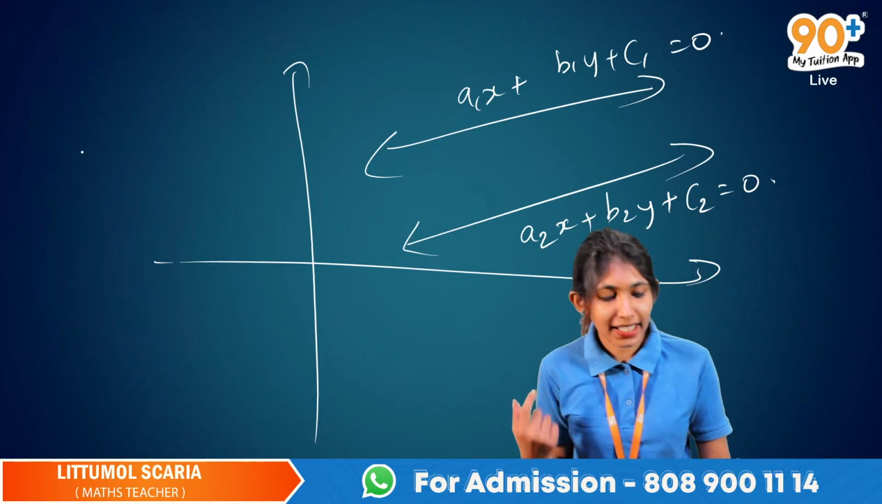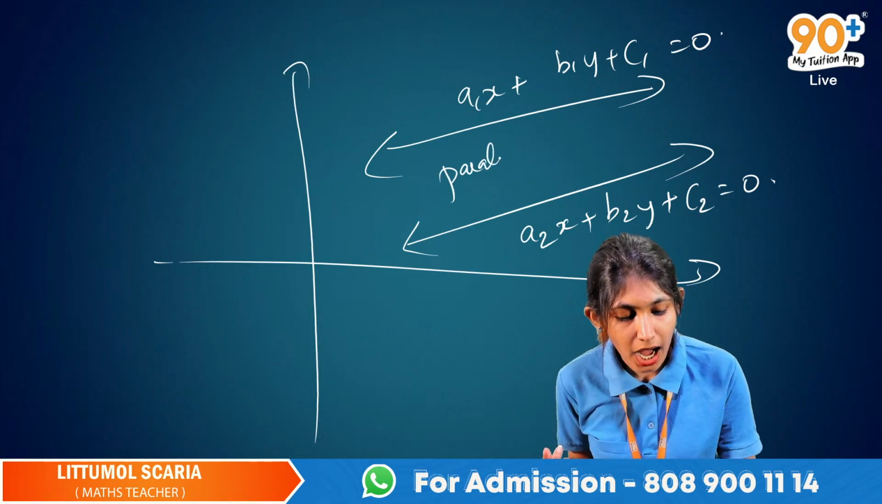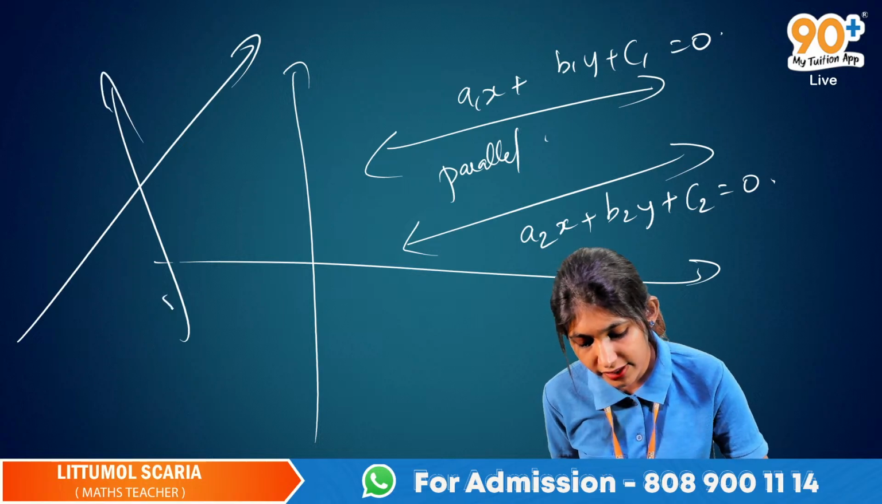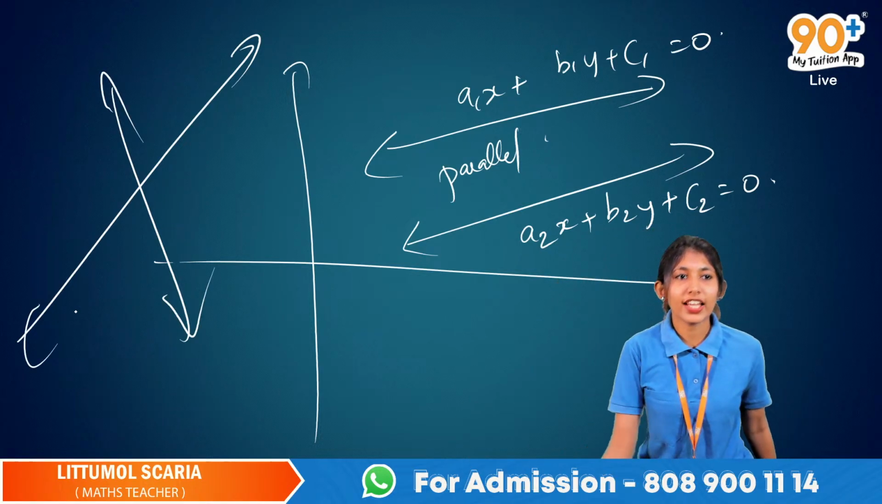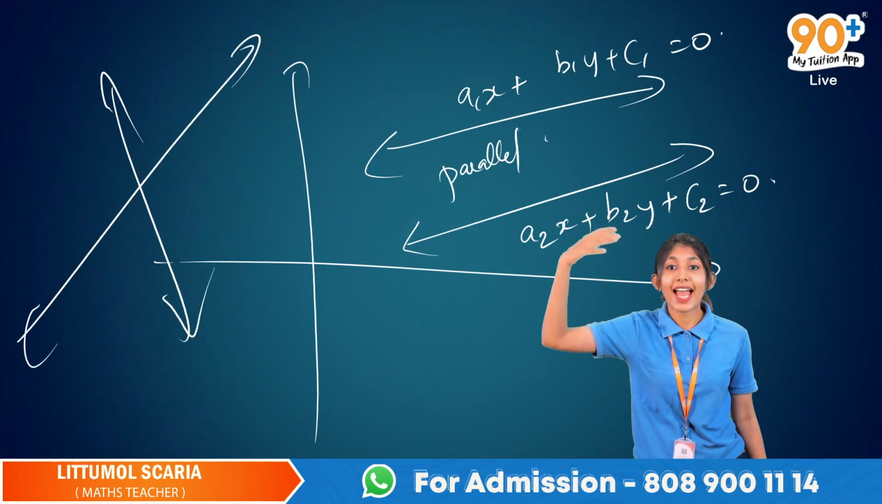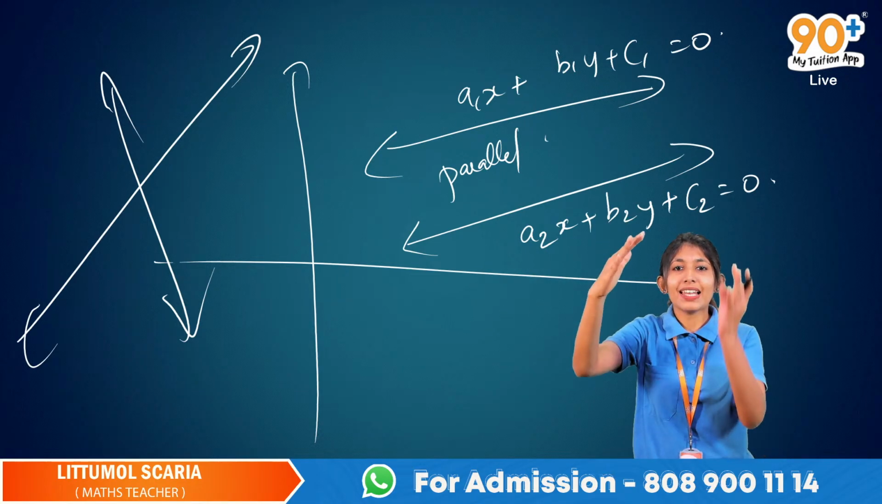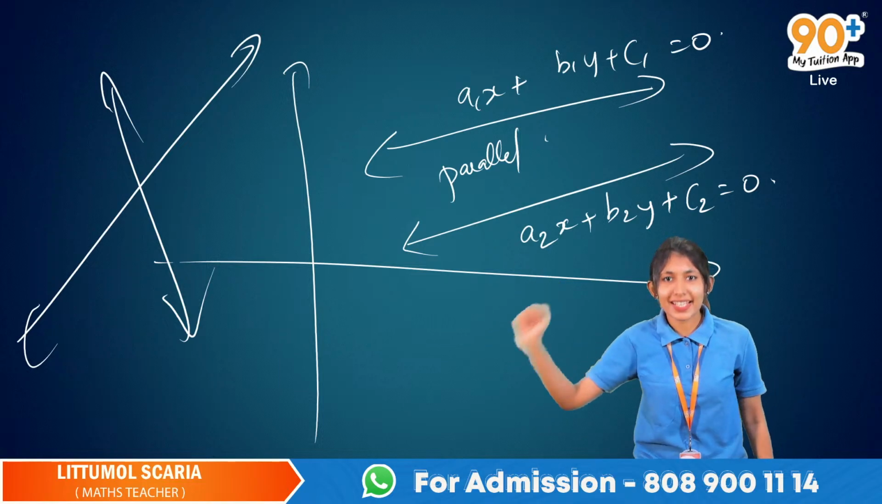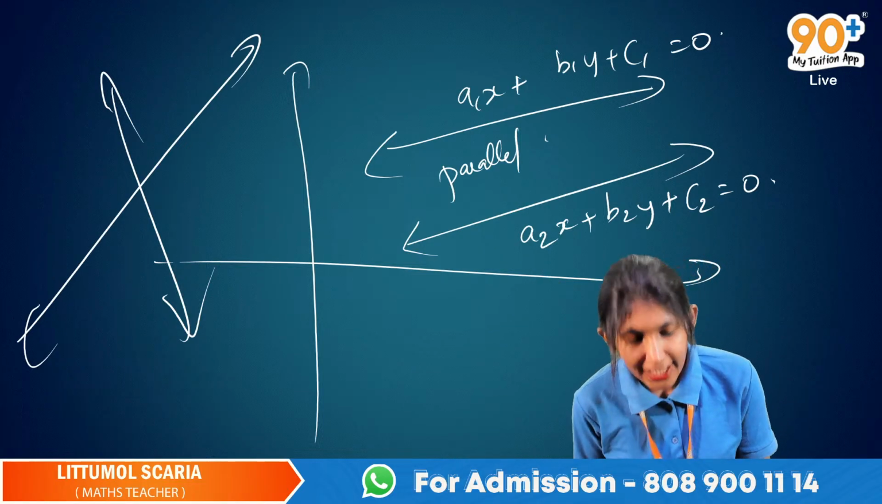ഫസ്റ്റ് ലൈനും സെക്കൻഡ് ലൈനും തമ്മിൽ പാരലൽ ആകാം, ആയിക്കൂടെ? ഫസ്റ്റ് ലൈനും സെക്കൻഡ് ലൈനും തമ്മിൽ എവിടെയെങ്കിലും ഒക്കെ വെച്ച് ഇന്റർസെക്ട് ചെയ്തൂടെ? If they are not parallel, they can intersect. പാരലൽ അല്ലെങ്കിൽ at any point എവിടെയെങ്കിലും അവർ ഇന്റർസെക്ട് ചെയ്യത്തില്ലേ? Yes, they will. ഇനി വേറെന്താണ് കേസ് ഉള്ളത്?